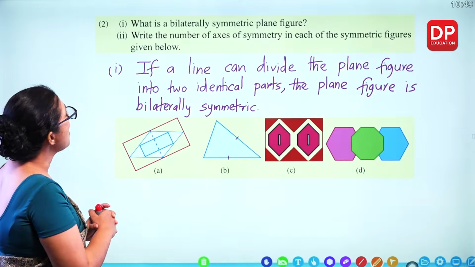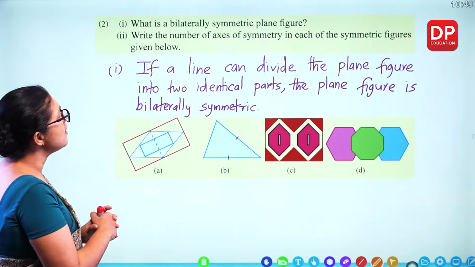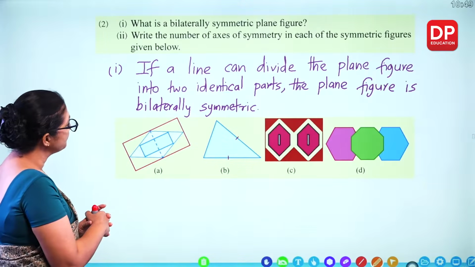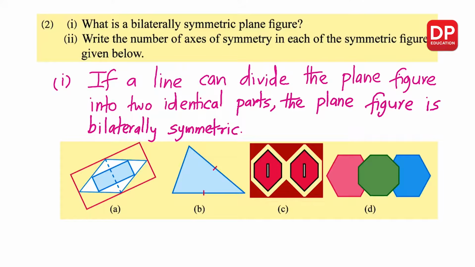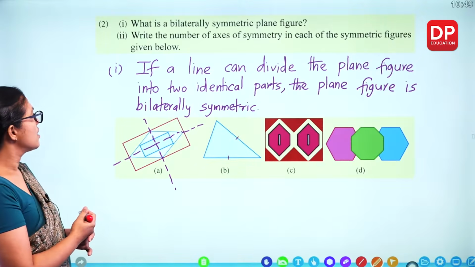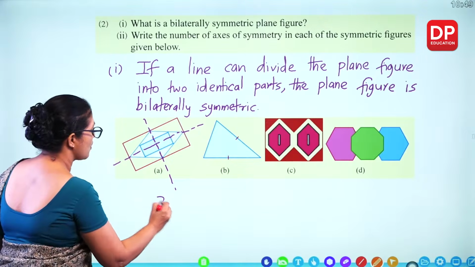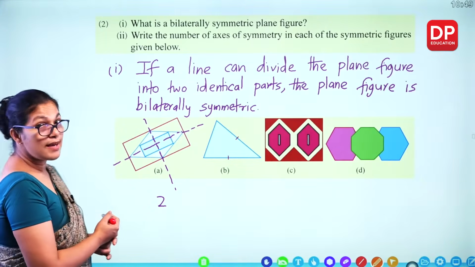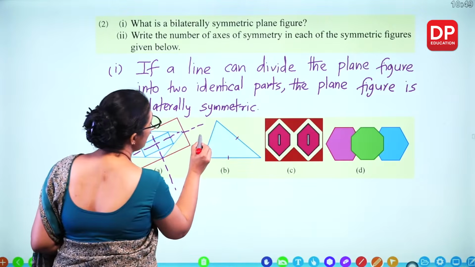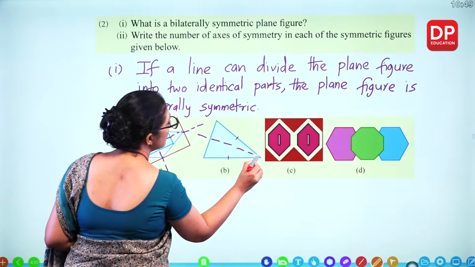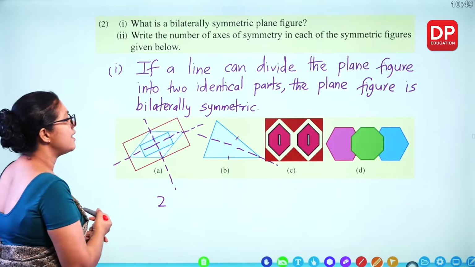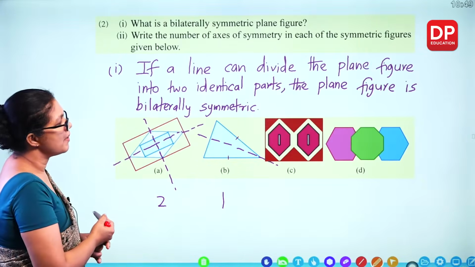Then write the number of axes of symmetry in each of the following symmetric figures given below. Here you can divide this one into these two parts, and also you can divide here into this part. So you get two axes of symmetry. This is an isosceles triangle. So you can draw only one line. So one axis of symmetry.